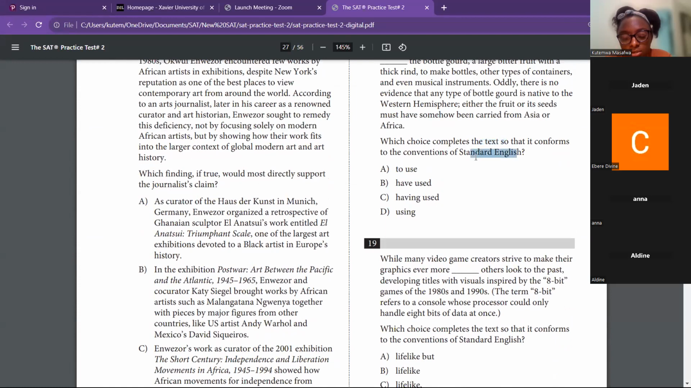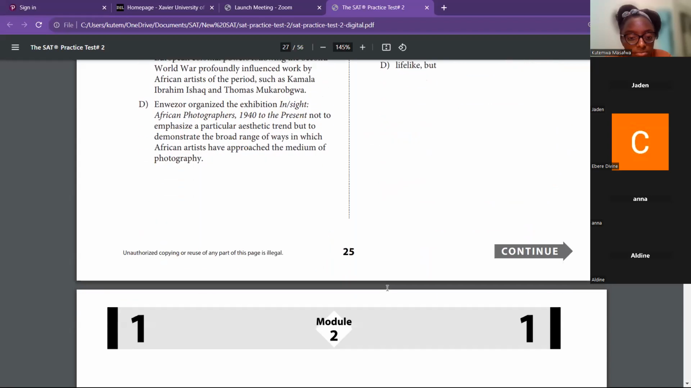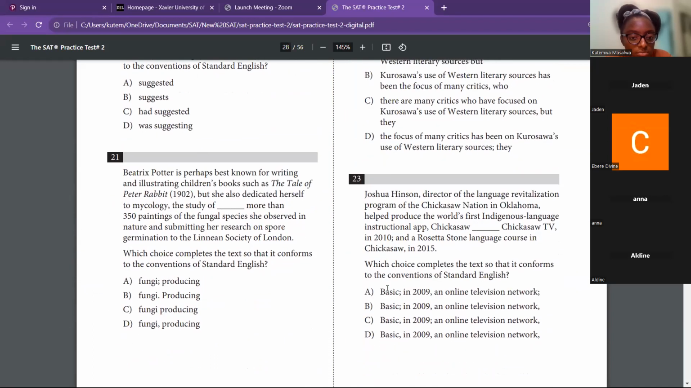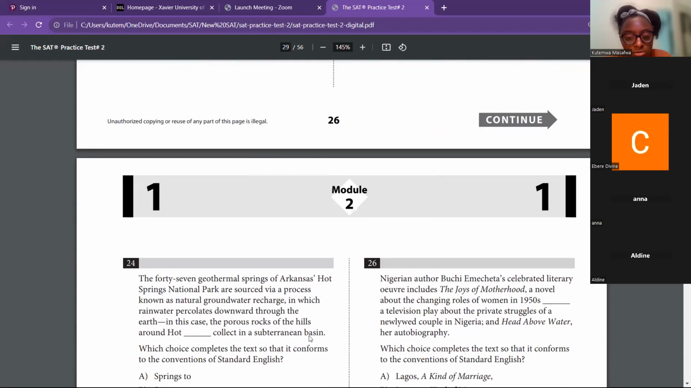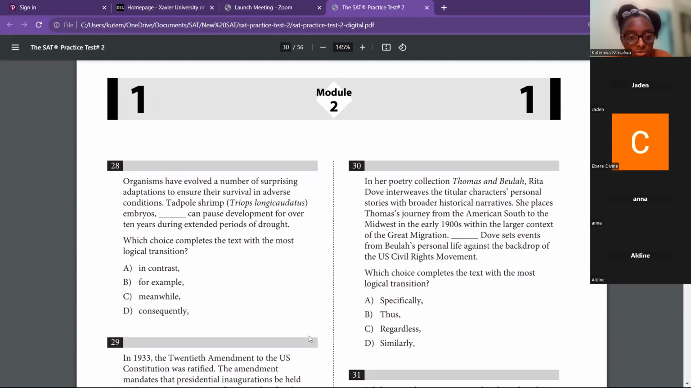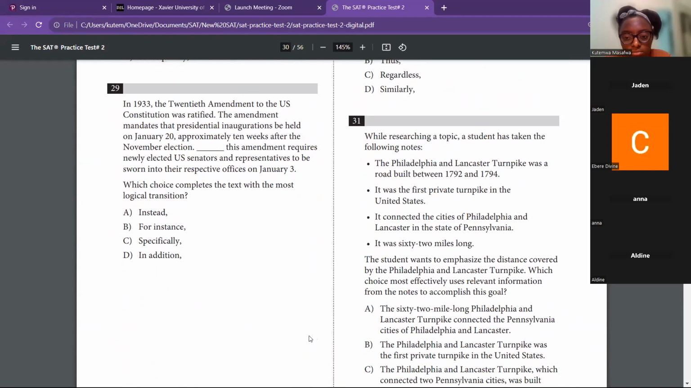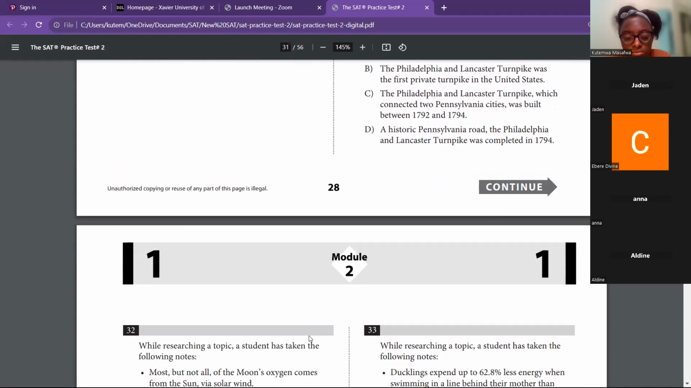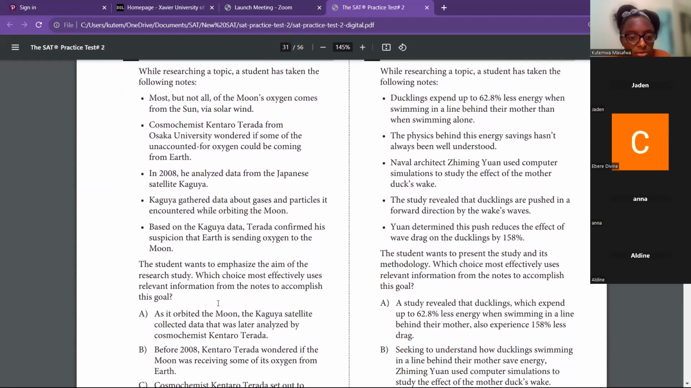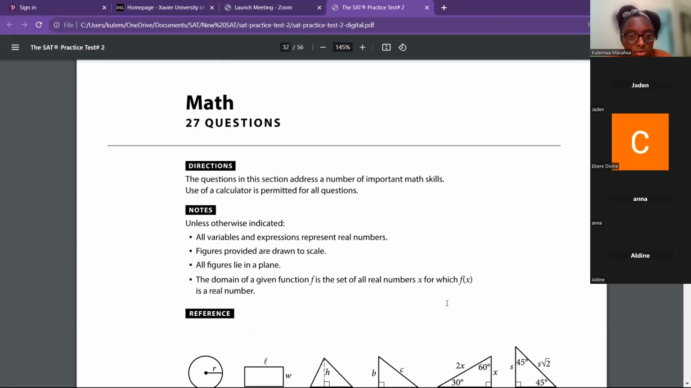Text, standard English, this is a writing question. Writing as well. Writing. These two are writing as well. Writing. Also writing. Okay, emphasize in. This is also writing. Present the study. Okay.